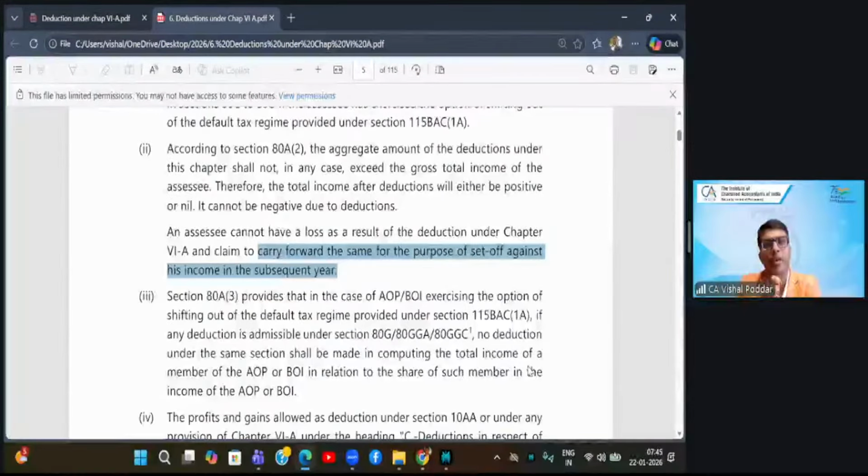But here there is one more important point which is not mentioned in this chapter, but it is mentioned in the respective chapters. What is that? I'll come back to my example. Salary 12 lakhs, house property 4 lakhs, correct? Now my other 2 lakhs were interest. I will change it. It is winnings. So same amount, 18 lakhs gross total income.